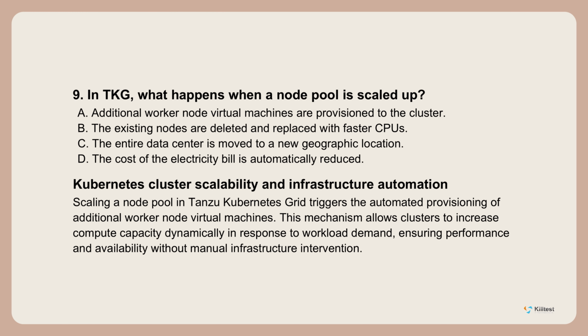Shifting gears now to day 2 operations, handling growth and keeping the lights on. Right, scaling and observability. So when we need more capacity in a Tanzu Kubernetes Grid cluster, what actually mechanically happens when you scale up a node pool? When you scale up a node pool, the system simply provisions additional worker node virtual machines to the cluster.